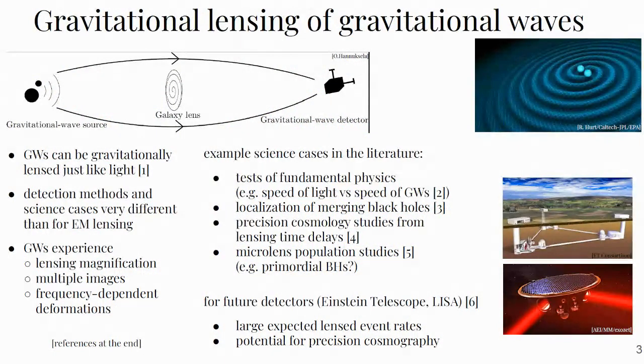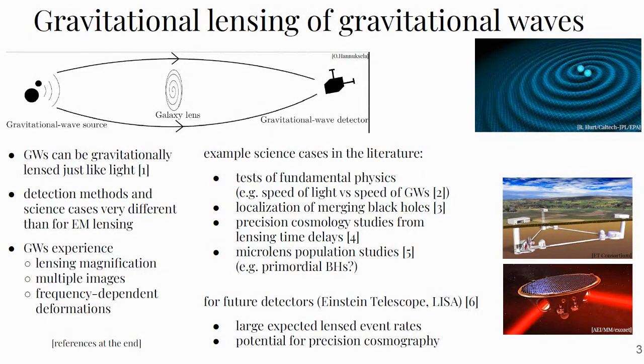We can still get multiple images. We don't see their sky separation, but we can see the time separation because they take different paths, different lengths, and some frequency-dependent deformation effects, which is where it gets complicated. Then there's already a quite rich literature on what sort of science you can do if you eventually detect that. Spoiler, we haven't detected it yet.